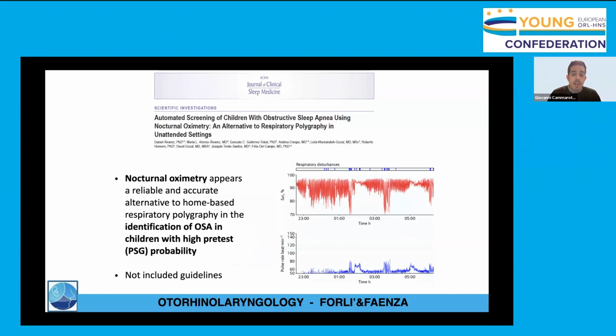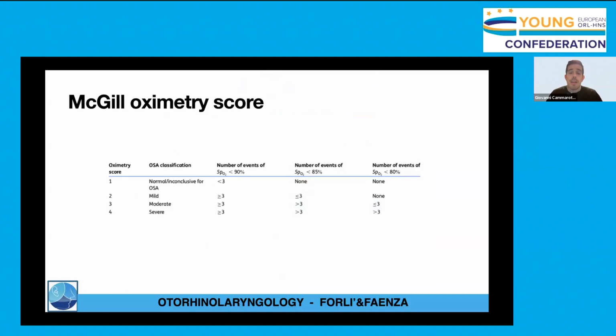And in this paper it is very well highlighted that nocturnal oximetry can help in the identification of OSA in children with high pretest probability. So there are patterns of desaturation that can help us identify OSA patients, and we use the McGill oximetry score that can tell us if the patient could be mild, moderate, or severe.